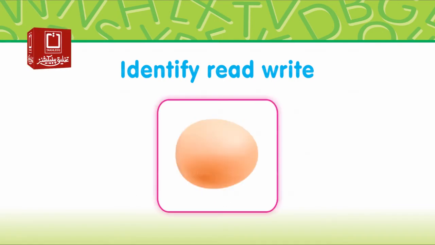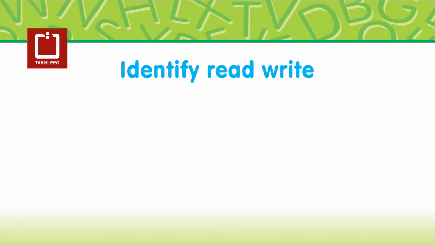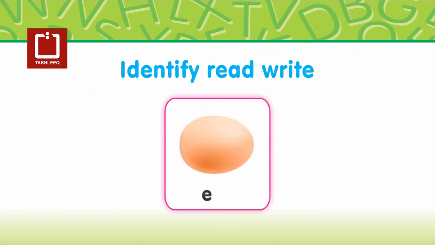We see here the picture of an egg. Now we say the spellings of egg. E double G, egg. So we write E double G, egg, on lines.